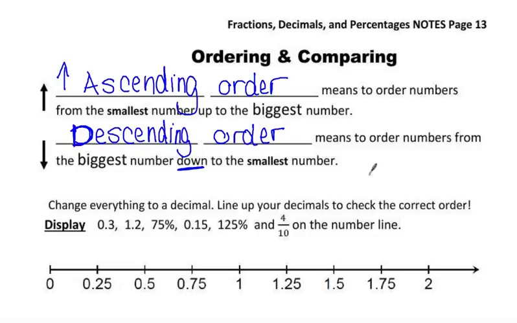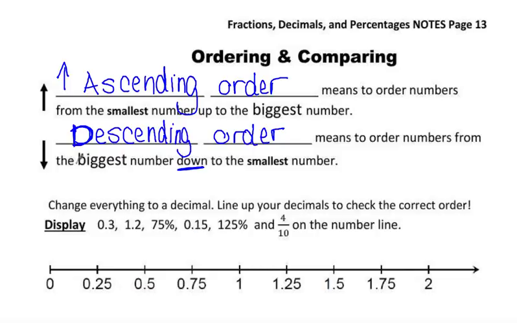So let's look at the example with the number line. It says change everything to a decimal, line up your decimals to check your correct order. So the first thing that we need to do is we're going to convert all of these to decimals, and then we're going to place them where they go on the number line.